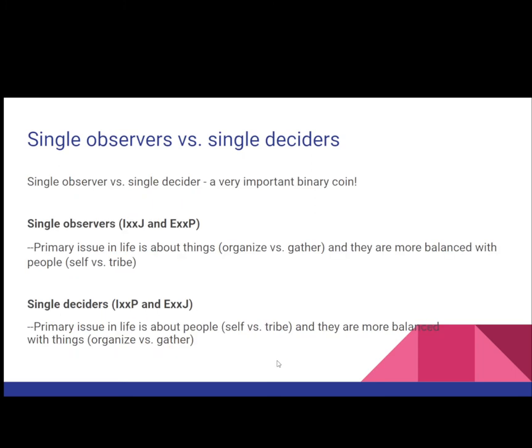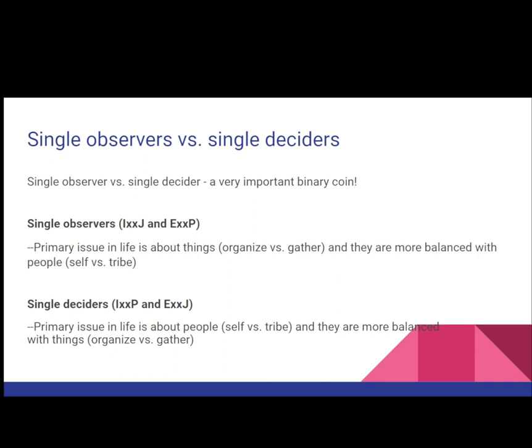So this leads to a very important distinction. There's a binary coin called single observer versus single decider. And this is a very important coin to consider because this kind of deals with what somebody's biggest issues in life will tend to be. So on the single observer side, the IJ and the EP, their primary issue in life is going to be about things, which is the organize versus the gather. That's where their biggest imbalance is going to be.